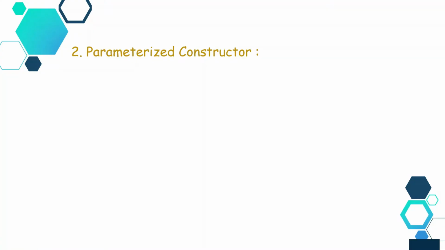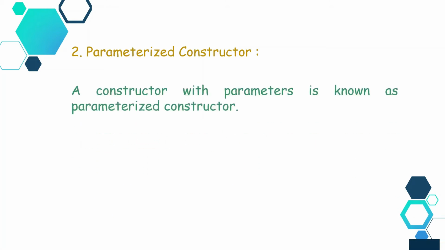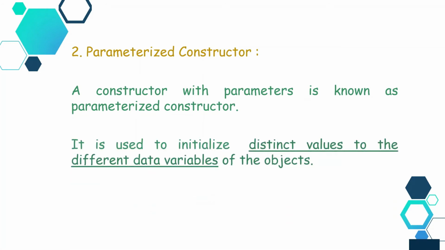The next type is the parameterized constructor. A constructor with parameters is known as a parameterized constructor. A parameterized constructor is used to initialize distinct values to the different data variables of the object. What I mean by this is that with the default constructor we have to use the default values defined by the programmer, but by using the parameterized constructor, we can initialize the data members according to the user.